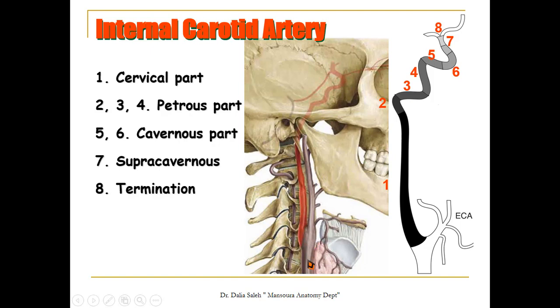This is the common carotid. The one with the branches will be the external carotid, and the one with no branches in the neck will be the internal carotid. It passes in a straight way first, and then gets inside the cranial cavity through the petrous part of the temporal bone, and you can notice that it passes into a wavy course and then terminates inside the cranial cavity.